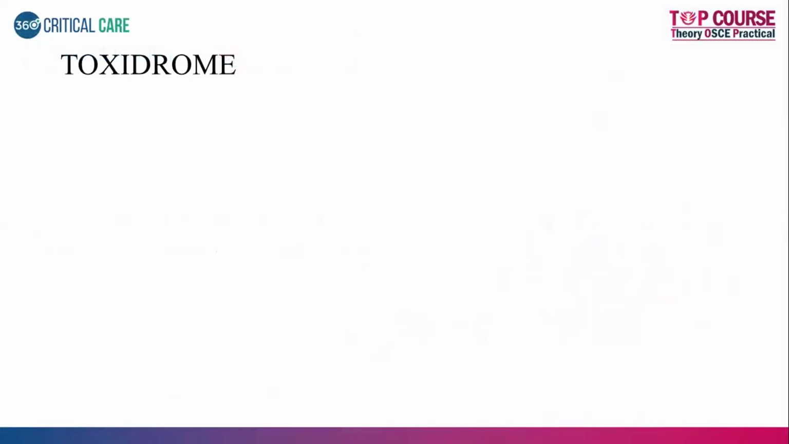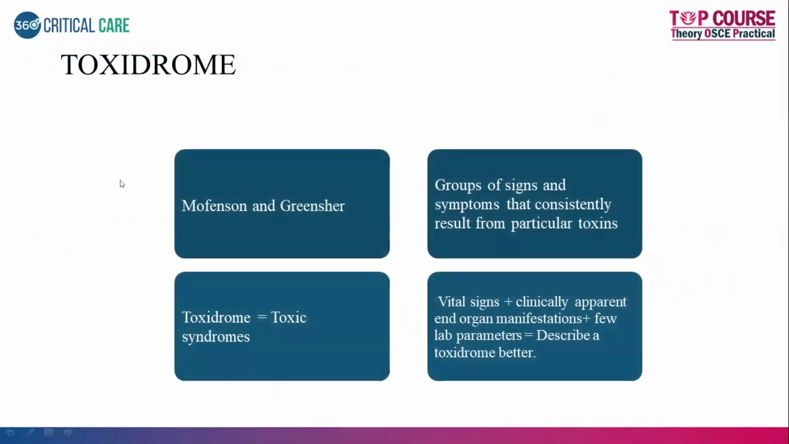So what is toxidrome? Basically, this toxidrome is a combination of two important words. One is toxic, second is syndromes. So toxic syndrome together is known as toxidrome. This word was first coined by Mofenson and Greensher. So what is toxidrome? It is a group of signs and symptoms which consistently result from a particular toxin.